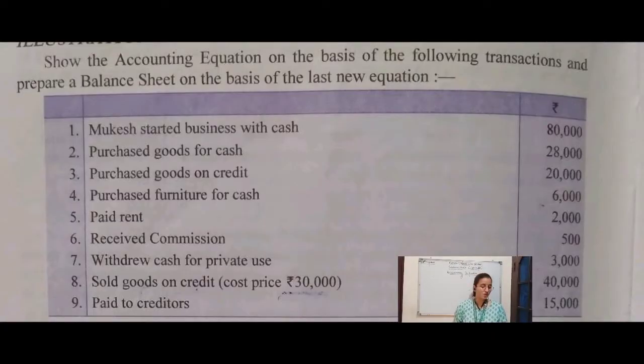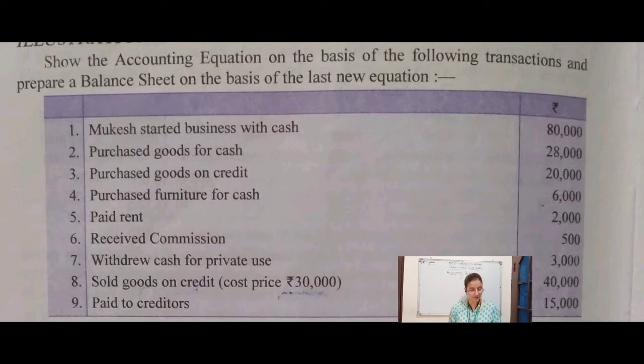The question is: show the accounting equation on the basis of the following transactions and prepare a balance sheet on the basis of the last new equation. Now the transactions are: first, Mukesh started business with cash amounting to rupees 80,000. Second, purchased goods for cash 28,000. Then purchased goods on credit rupees 20,000. Purchased furniture for cash 6,000. Rent paid 2,000. Received commission 500.